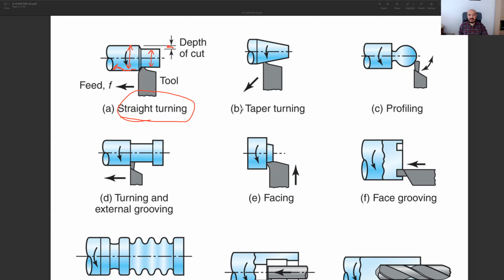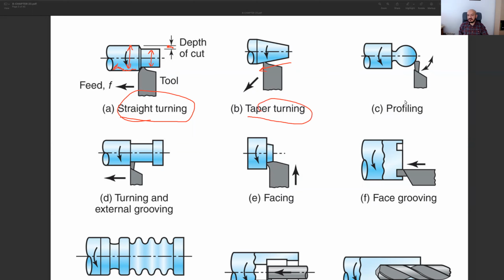And then we have taper turning. It's very similar to straight turning. The difference is that while moving to left, we are also moving our cutting tool away from the workpiece. So if you have such a movement, then we will not have constant diameter, we will have a conical shape, and that's why it's called taper turning.